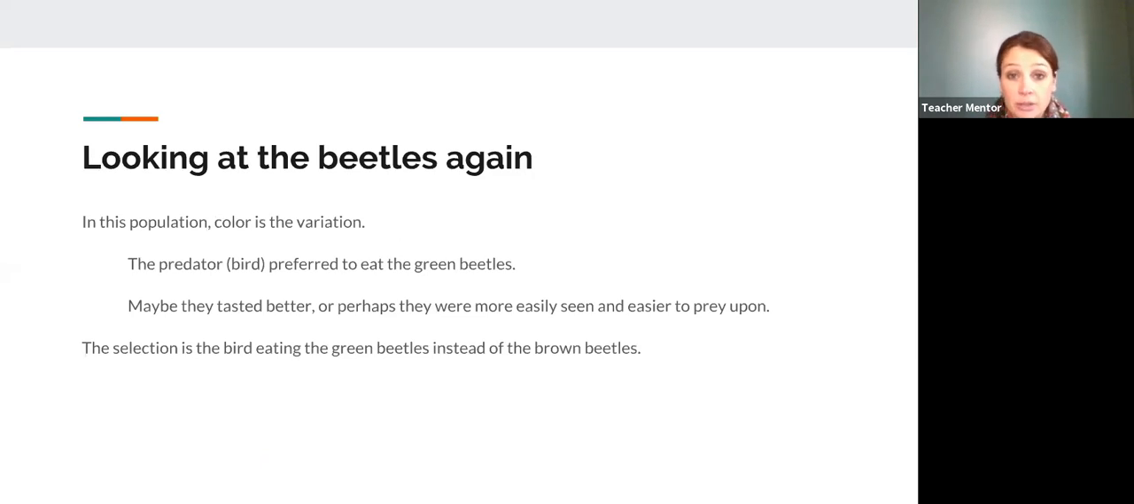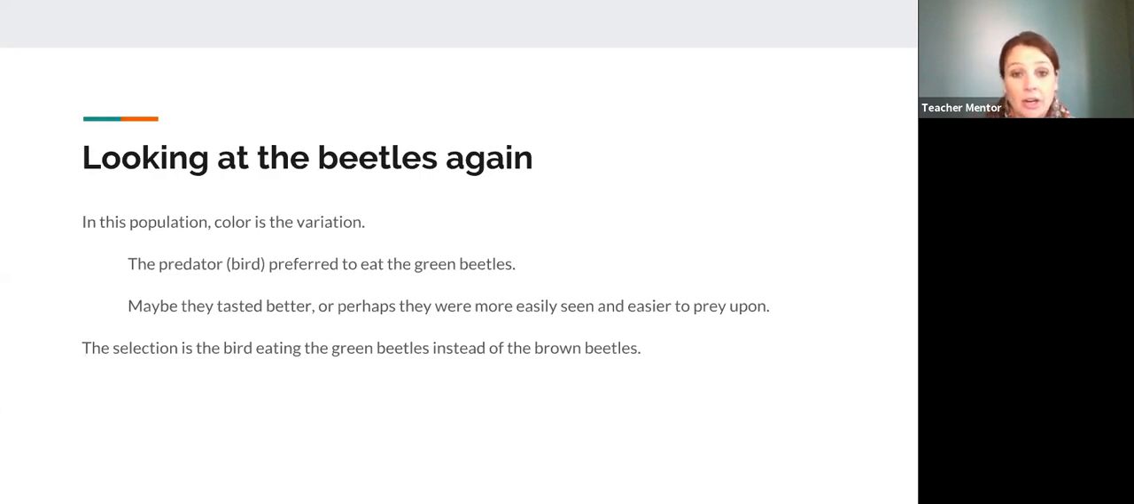Looking at the beetles again, let's go to that image, those three circles. In this population, the color is a variation. We have brown beetles, we have green beetles. So that's where the species has the variation. The predator, the bird, is going to prefer to eat green beetles. Why? Don't know. Maybe they taste better.